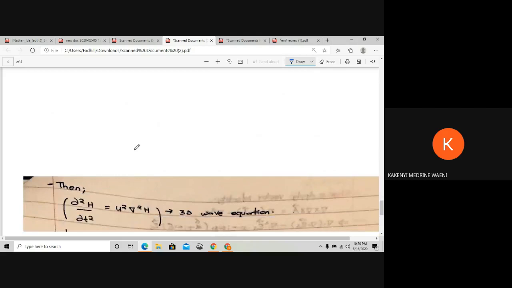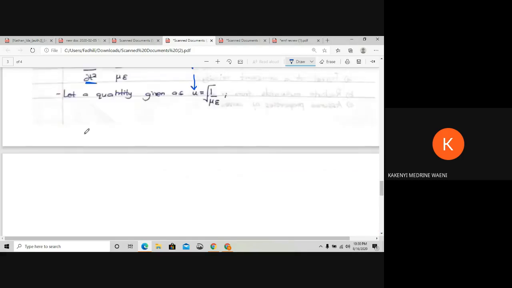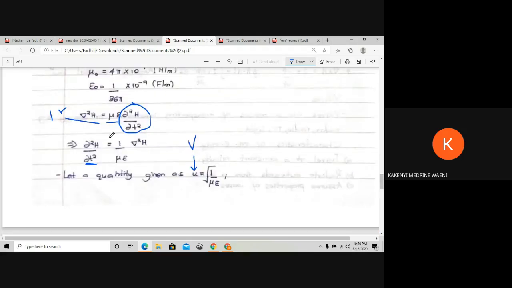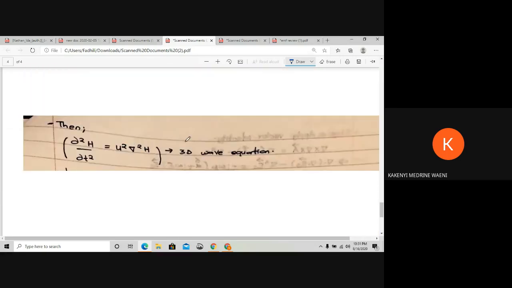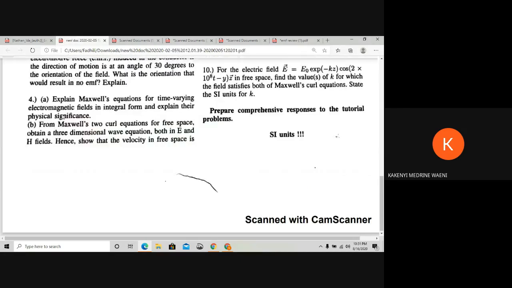So that will end up giving us the partial derivative of H squared is equal to this one, which is equal to this squared. So U squared, because this one will go away, and then you're back with it just like that. So it will be U squared del squared H, the 3D wave equation. Now that's for H, the H field.